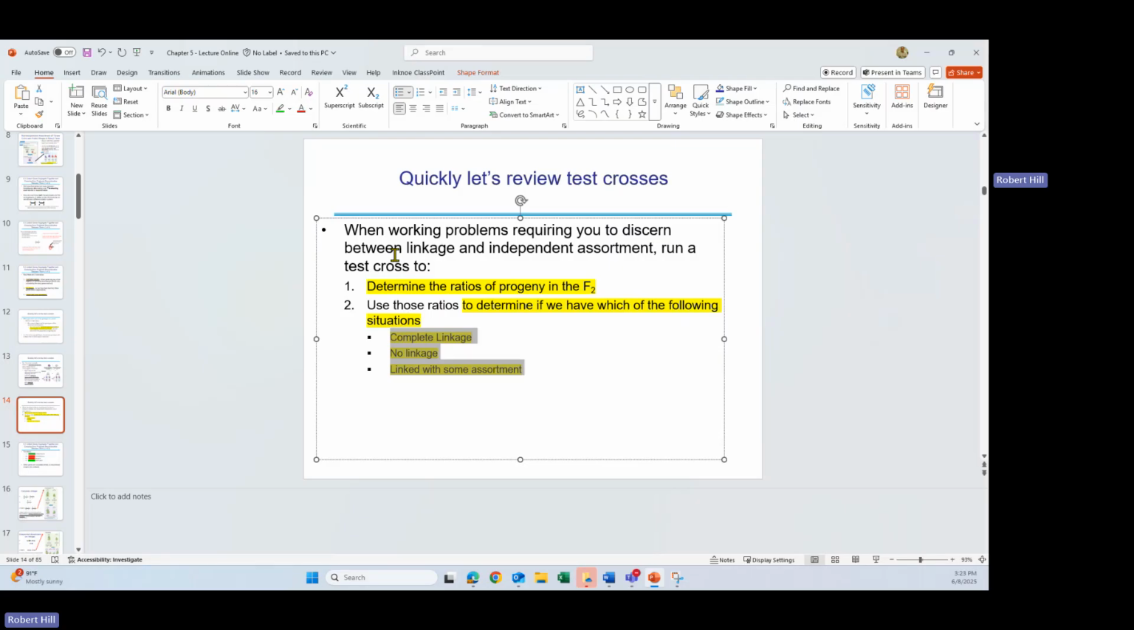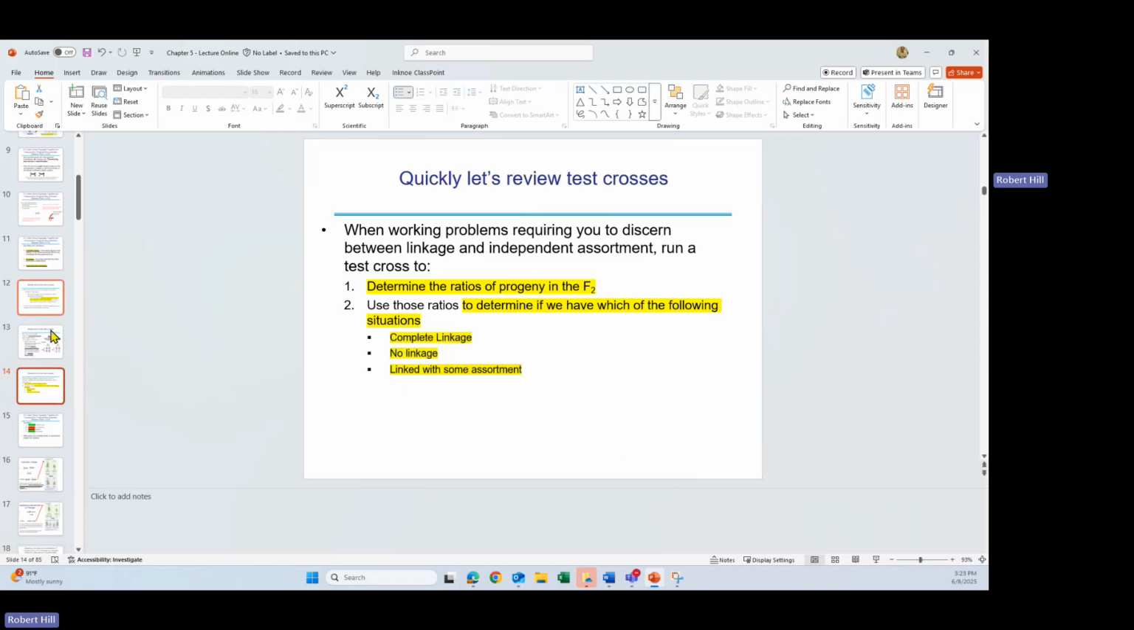of genetic linkage: that the genes are completely linked, that there's no linkage, or that there's linkage with some assortment. And up until this part, I hope that you're fully understanding, because you can almost predict the direction that this chapter is going to go. We're now going to look at multiple examples and multiple different test crosses to evaluate these three scenarios.